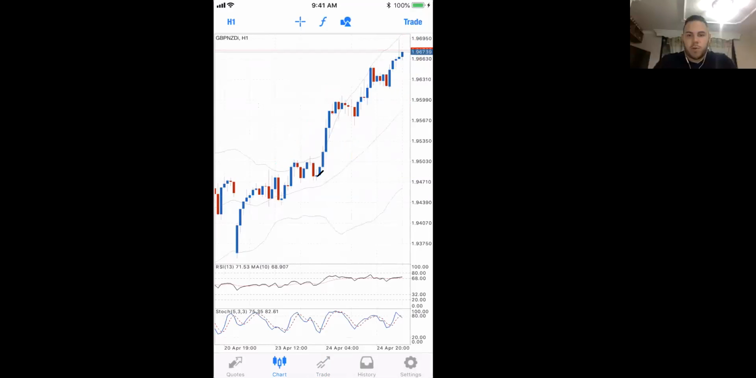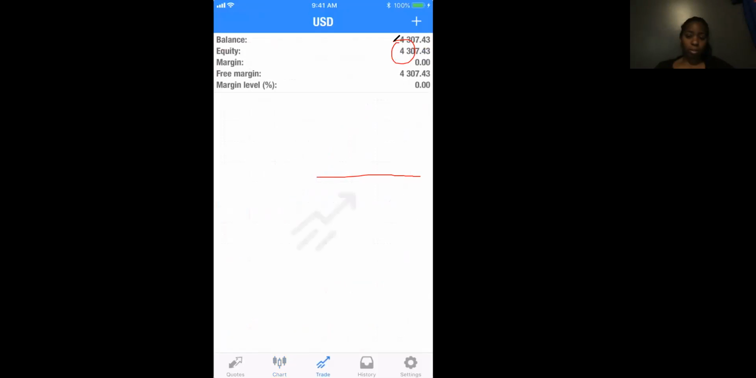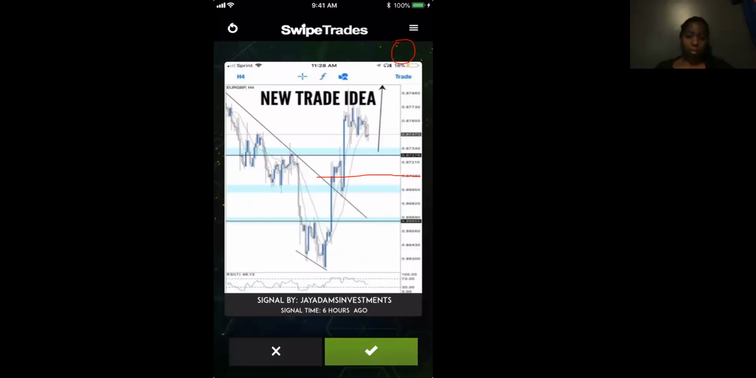The entry point was here, and the price is here, so you already know it's too late. For example, one that I missed was the GBP USD. Okay, for example, this one, Euro GBP.